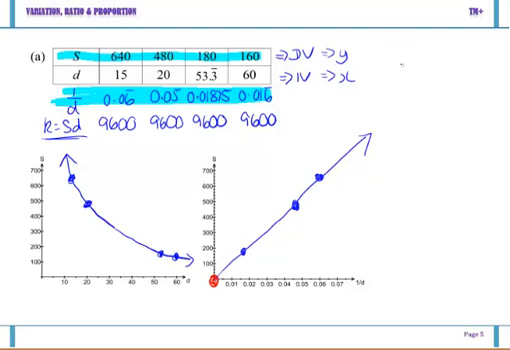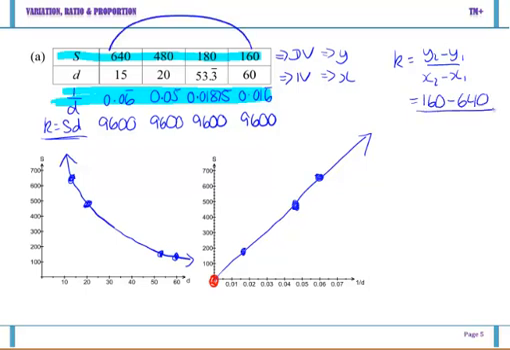K is going to be equal to, again, y2 minus y1 over x2 minus x1. So if I have 160 minus 640, so I'm looking at these two values here, all over, I'm going to keep my exact values, so 1 over 60 was this value here, minus 1 over 15 for that value there. And you should get 9,600, which you already worked out by multiplying here.